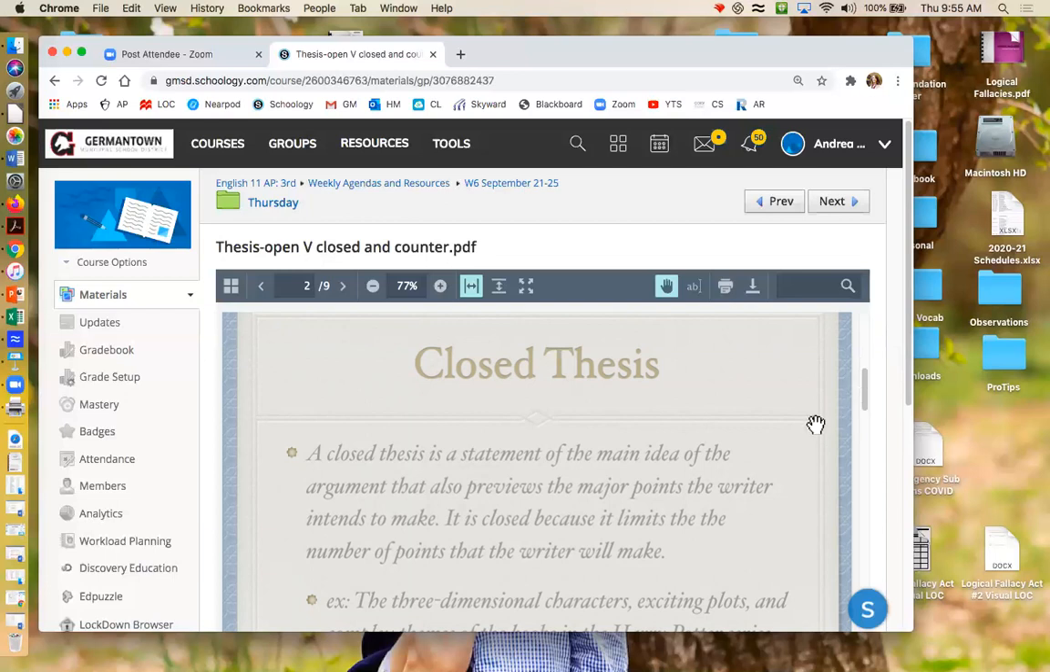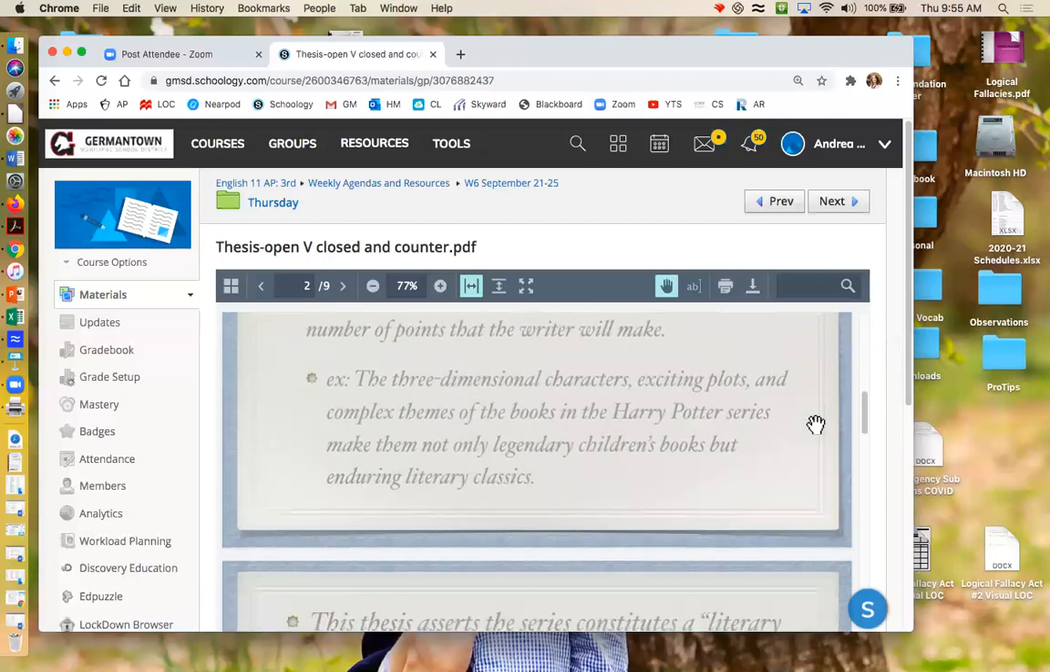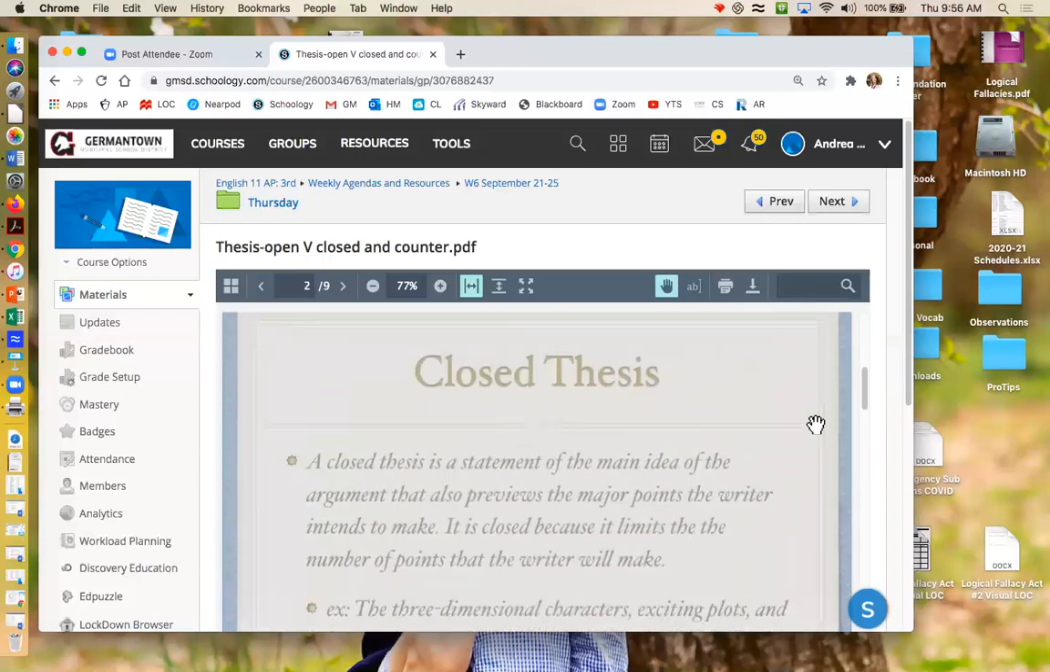But just keep in mind the closed thesis has the major points written in the thesis statement. And there's an example there. Notice that it asserts the series constitutes a literary classic and specifies why. Okay, so that you guys know what the closed thesis statement is.